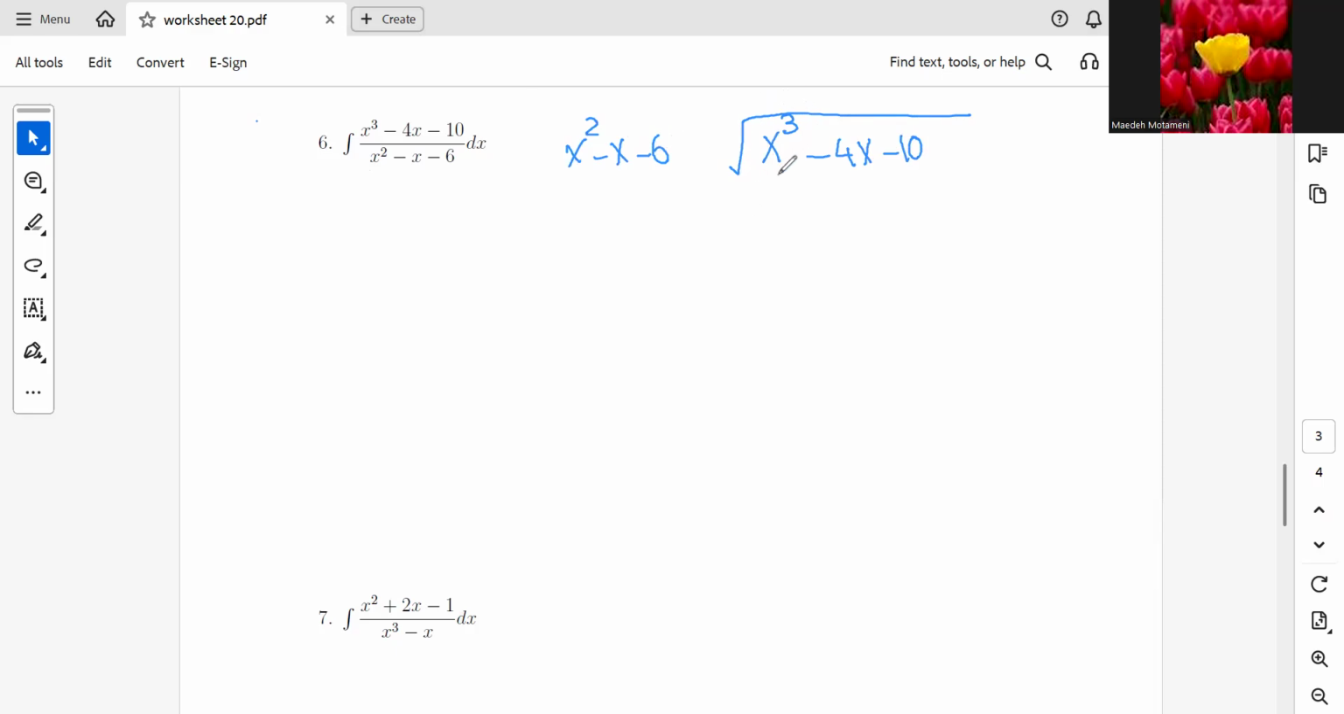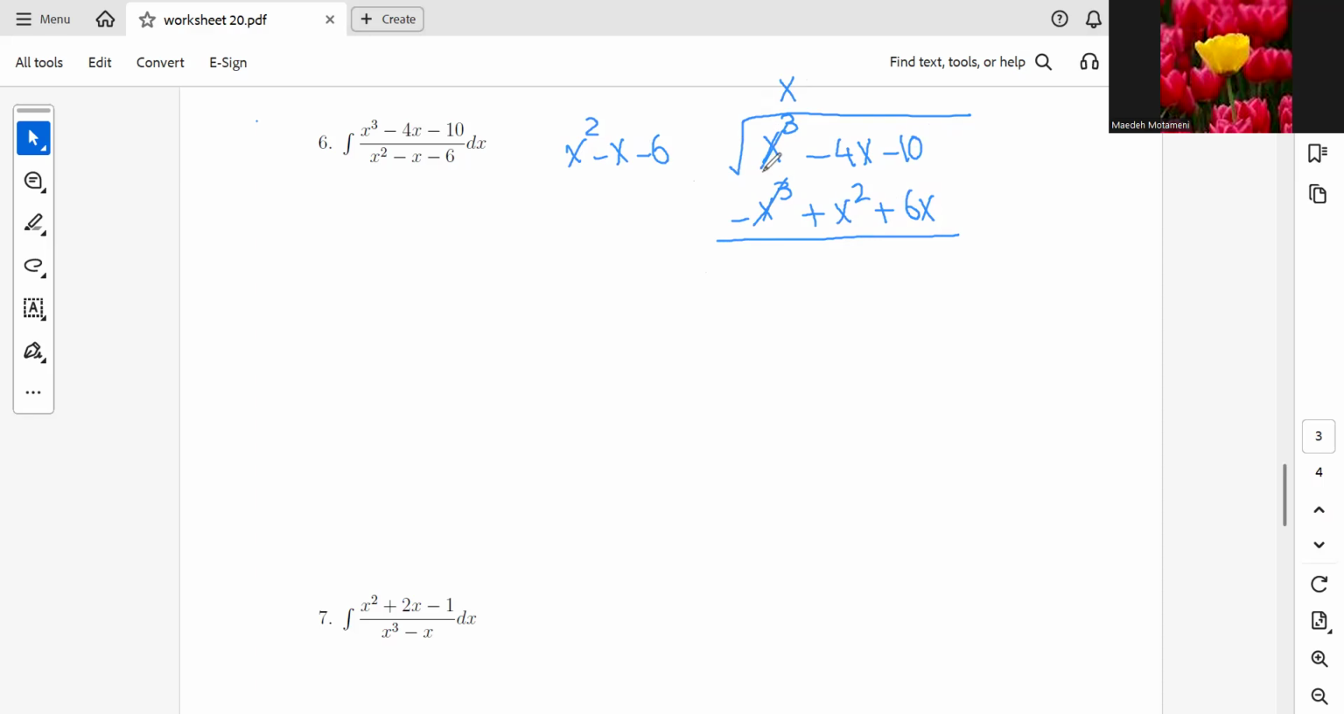So we would divide the highest degrees, x cubed divided by x squared. We would need just x here. We multiply x with all these terms here, and we would write the answers here with the opposite sign. So x multiplied by x squared is x cubed, but negative. x multiplied by negative x is negative x squared, but we would write it as positive because this line is going to be subtracted by this line. And x multiplied by negative 6 is negative 6x, but the opposite is positive.